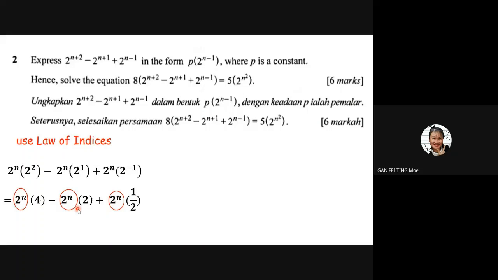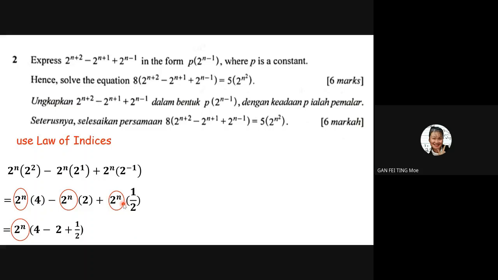We say common term because it is a sebutan. 2 to the power of n, 2 to the power of n, 2 to the power of n. So this one we can factorize it. Once we factorize it, it will become our common factor. So I'm going to factorize it here.